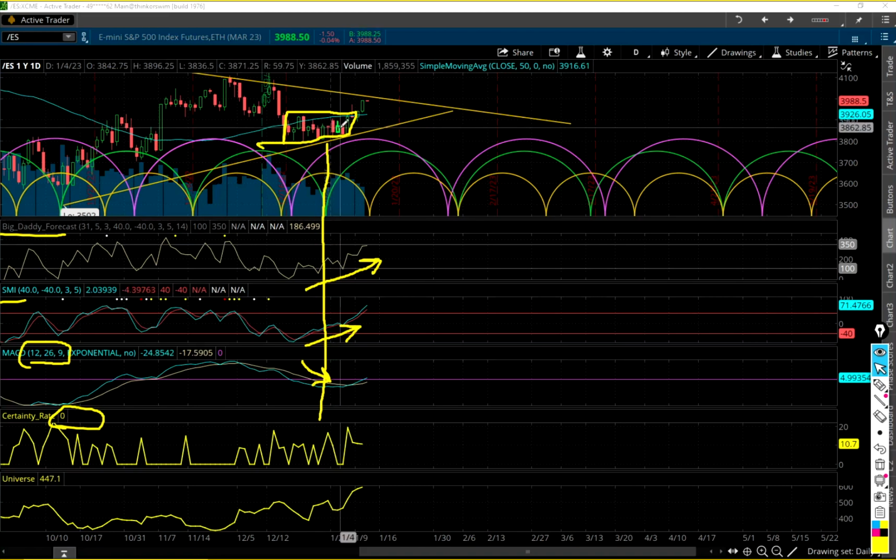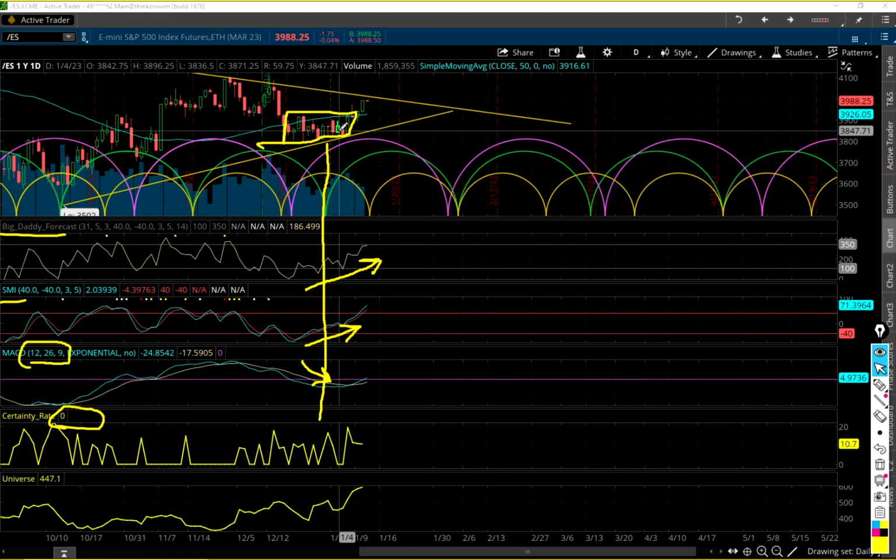Still chopping sideways through here. Right around this time, through this whole week and a half, 2 weeks worth of chop, and there are other members that will testify to this, I told them I'm not going to take a long trade below the 50-day moving average. I repeated that in all the emails I sent them. I'm not going to take a long side trade below the 50-day moving average.